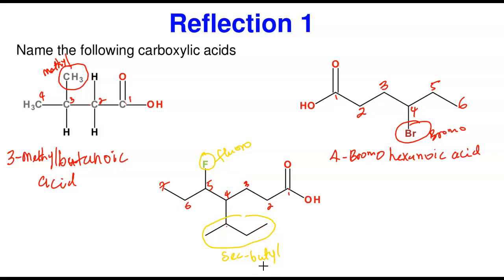So which will come first? Sec-butyl. So to name this now, what are we going to say? We're going to say carbon number 4, 4-sec-butyl. Where is the fluoro located? In carbon number 5. 5-fluoro. Then the longest chain is what? The longest chain, remember, is heptanoic acid. So 4-sec-butyl-5-fluoro heptanoic acid. That is how we name this.